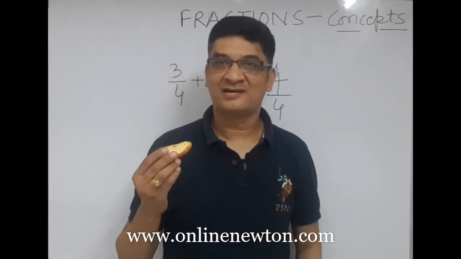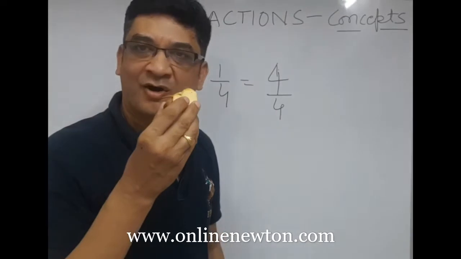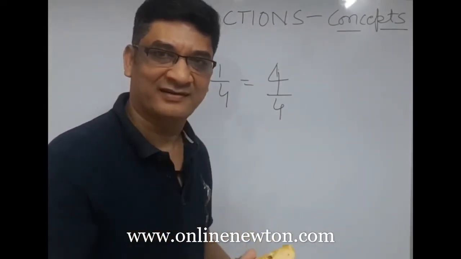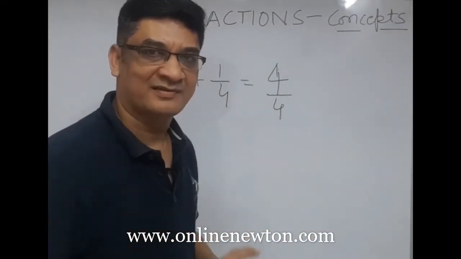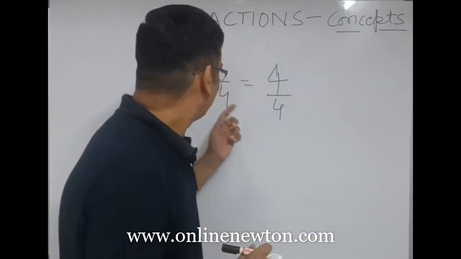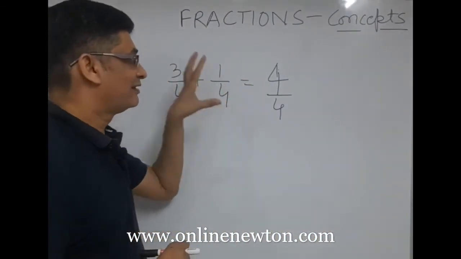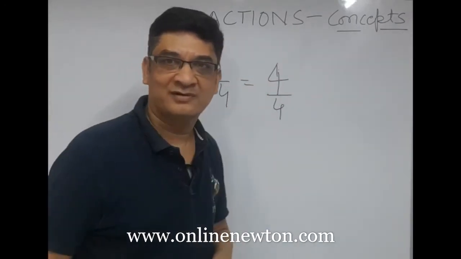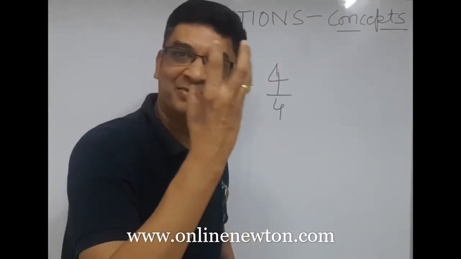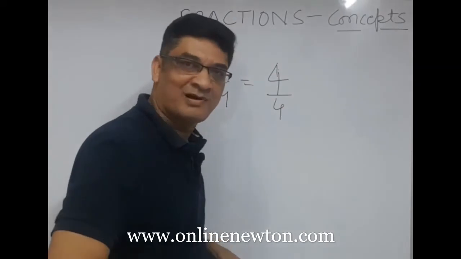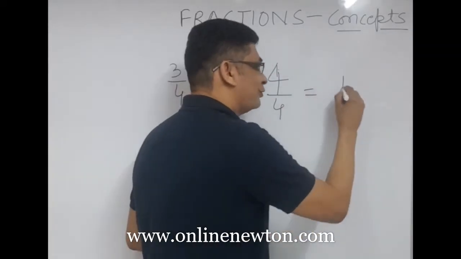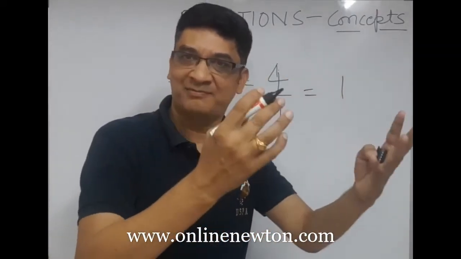Now we give her the 4th piece of that apple that we had. We give her the 4th piece. Now how much does she have? She had 3 by 4. We gave her one more. Now she has all 4 by 4, and we have given her the complete apple. So this 4 by 4 is nothing but one full apple. We have given her the full apple.